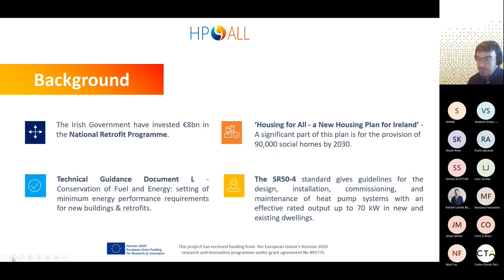Another big policy push is the Housing for All policy, a new housing plan for Ireland. This is where we focused on local authorities, as we thought we could get more bang for our buck, or bang for our time, if we kept trying to gain the trust of the public sector. Because we're a third level education provider, the public sector was like, okay, you're public sector as well. The trust was already kind of set up, so it was easier to gain access to local authorities that way. A significant part of the Housing for All plan is 90,000 social houses by 2030. This is on top of the already over 100,000 social houses currently overseen by the local authorities in Ireland.